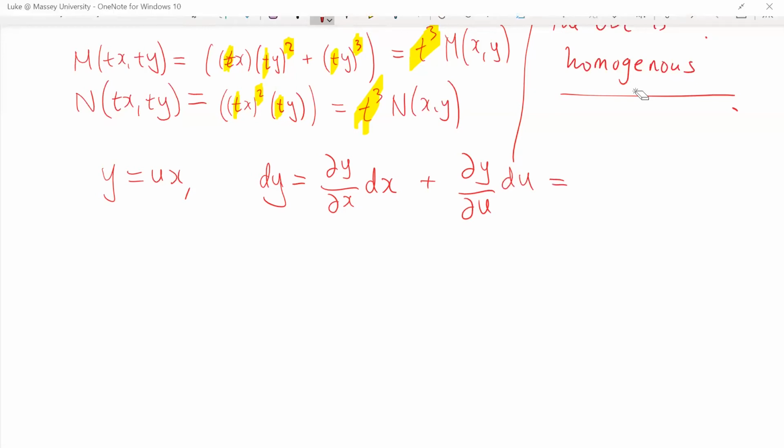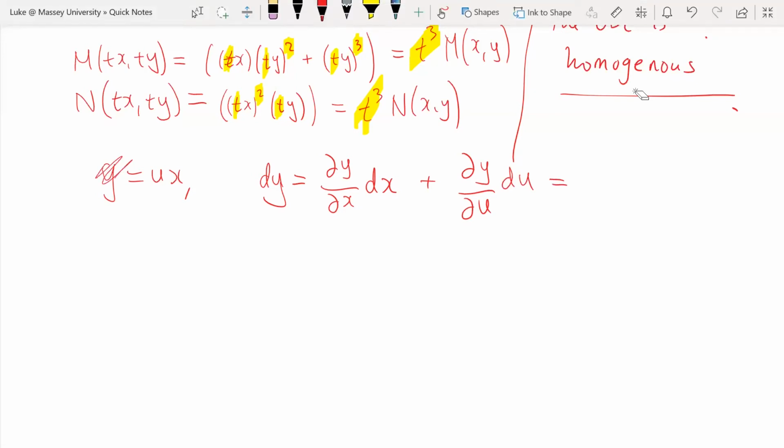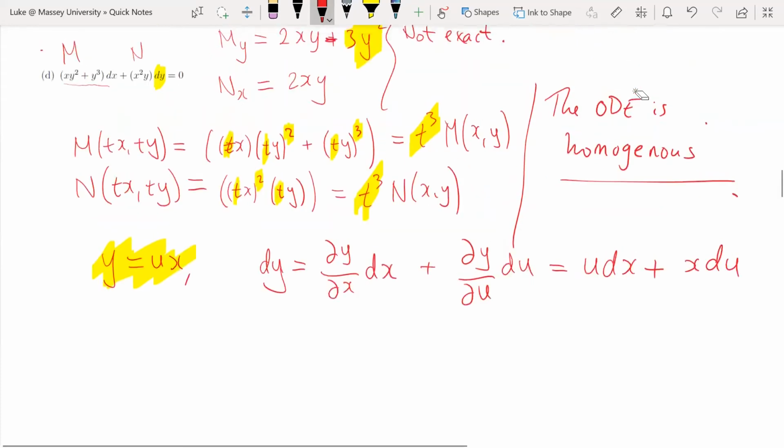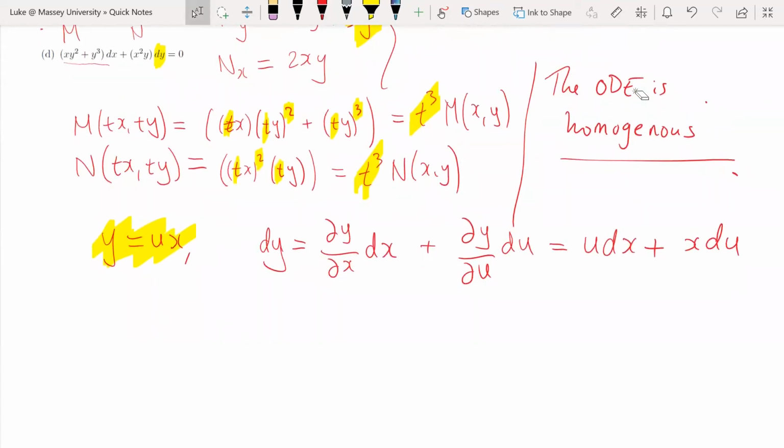And of course these are very easy to calculate because y is just some very simple function of x and u. So the partial derivative of y with respect to x is just u. And similarly, the partial derivative of y with respect to u is just x. Okay, so now in my ODE, wherever I see y, I'm going to write u times x, and wherever I see dy, I'm going to write u times dx plus x times du. Okay, so let's do that.